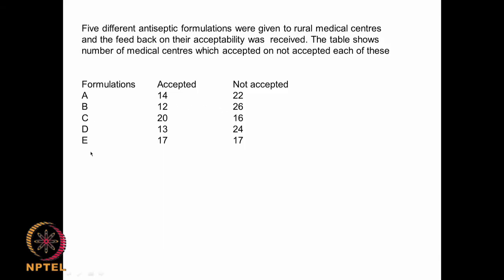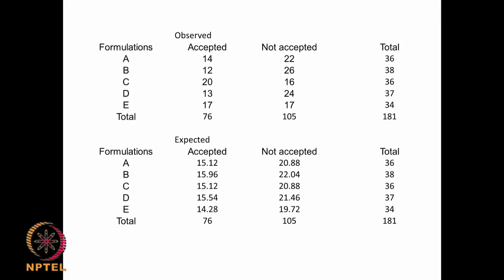So we have 5 formulations. For A we get 14 accepted, 22 not accepted, and so on. So we know this is the observed data. Obviously we need to calculate the expected data, and then do the chi-square test statistic calculation. Let us go forward.